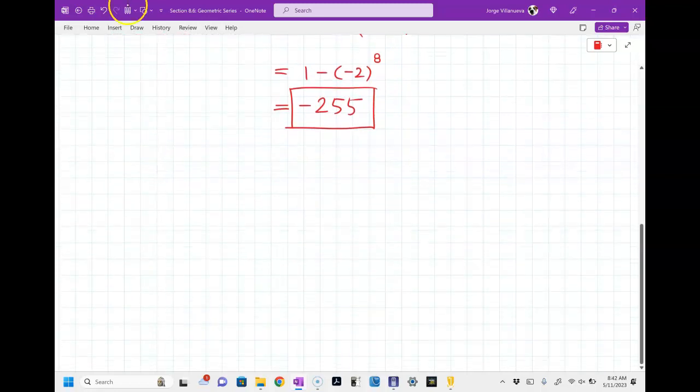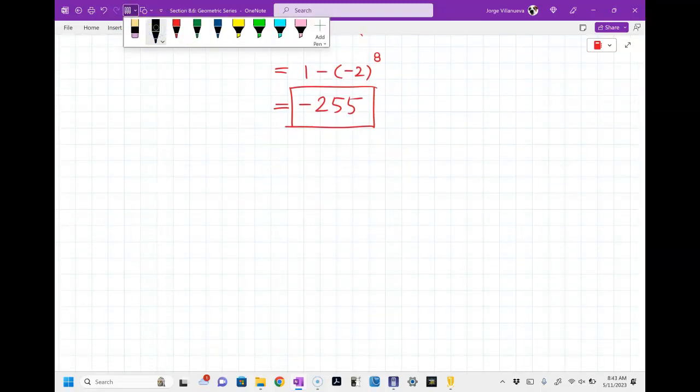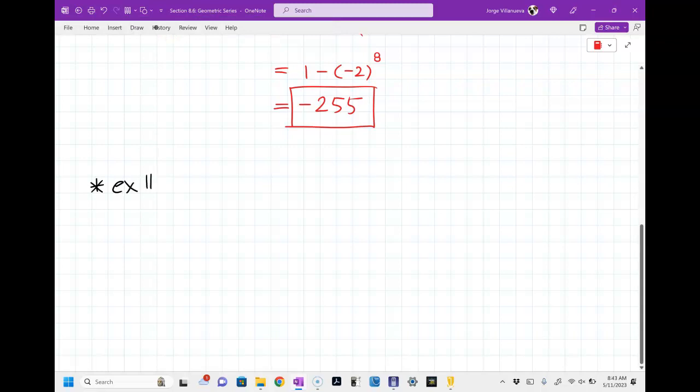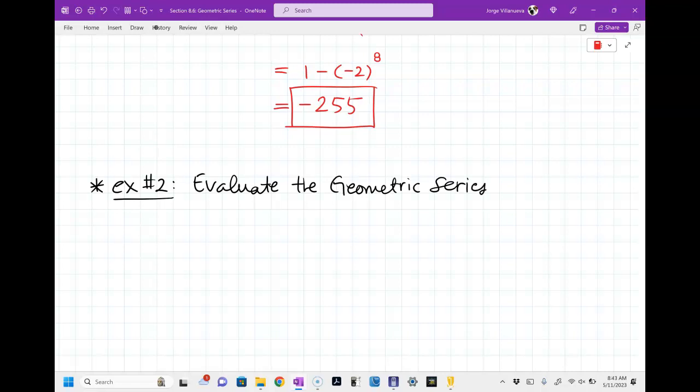Second type of example that you are going to see. So example number 2. Same instructions, okay? Evaluate the geometric series. Again, that's just another way of saying find the sum. And they're going to give you the following. A sub 1 is 3. A sub 8.